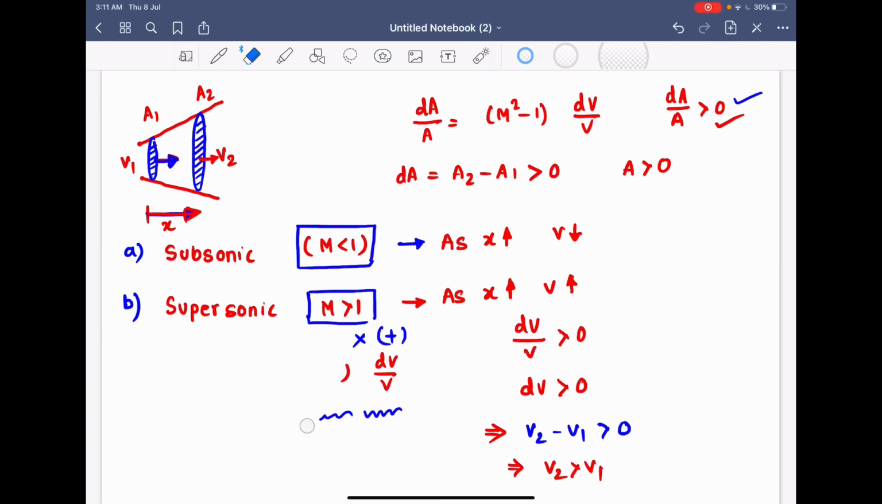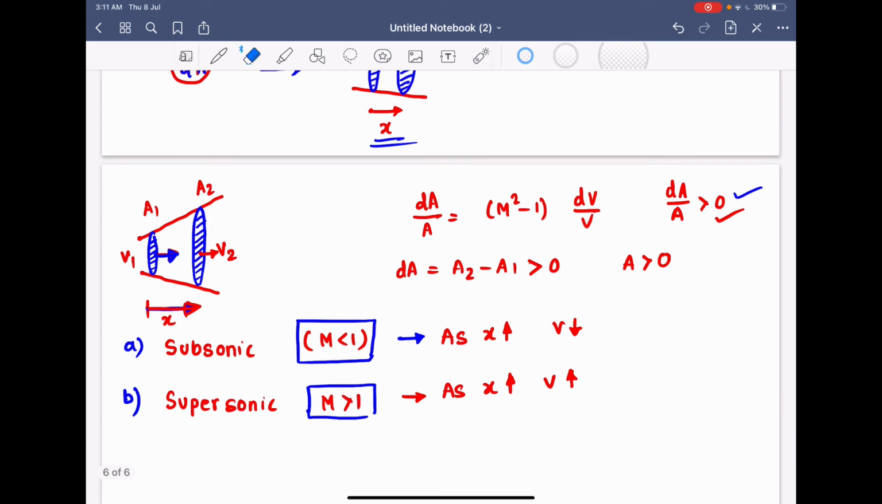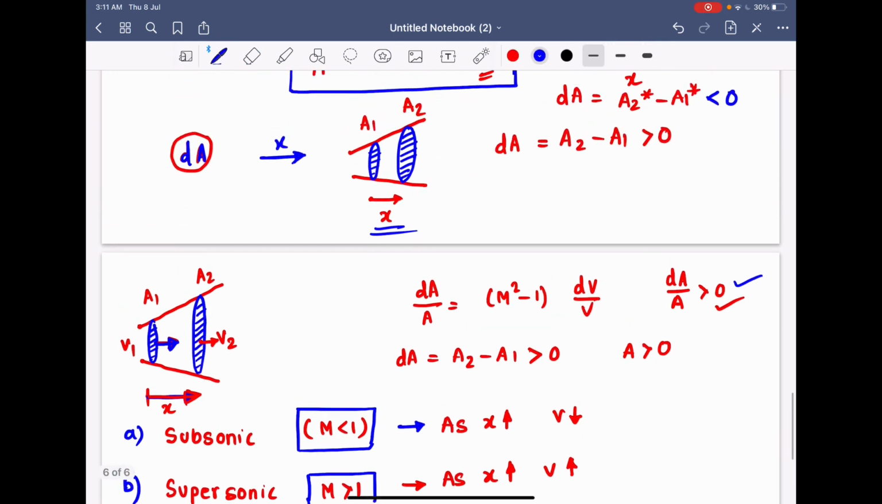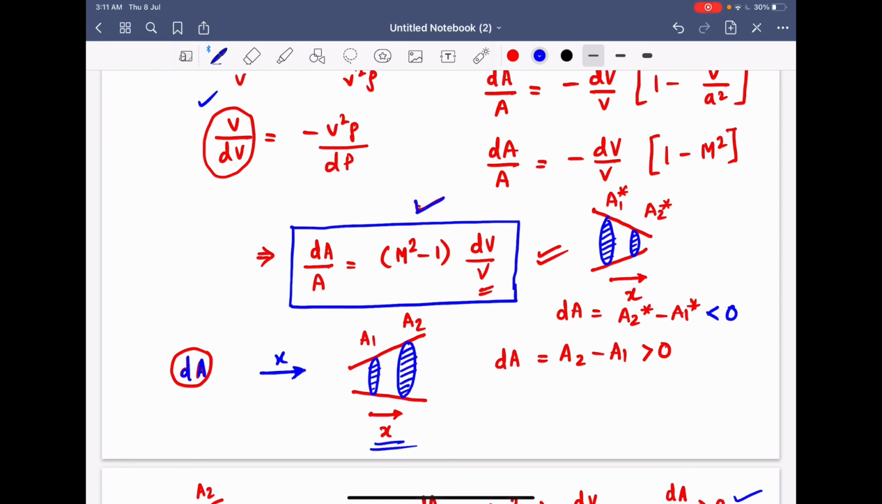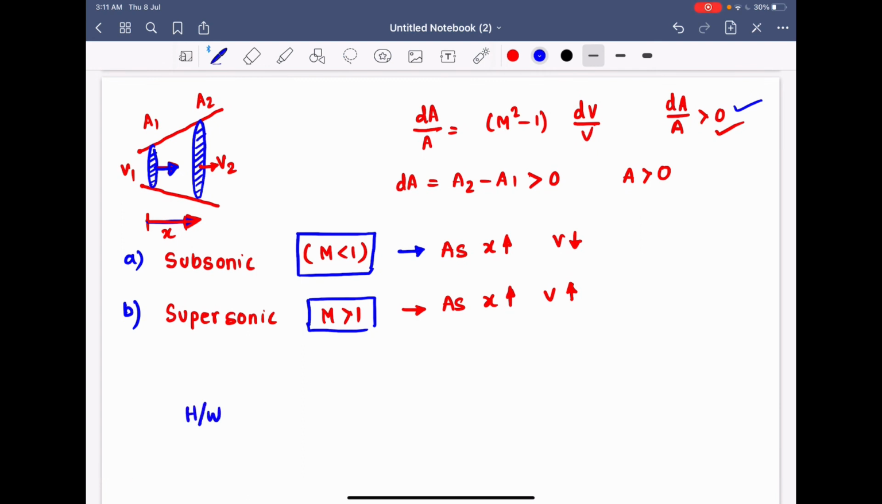One is a subsonic case, one is a supersonic case. Now the question arises, how do you remember this? No need to remember. When you practice, you'll get this stuff easily. Just remember this equation, a beautiful equation, and try to visualize this. Once you are done visualizing, in your homework, try for a convergent duct.